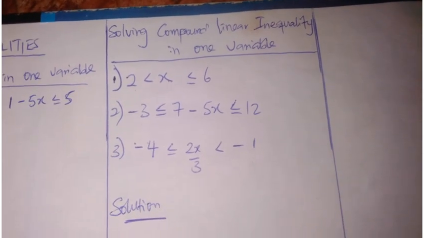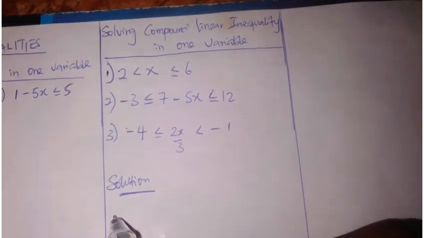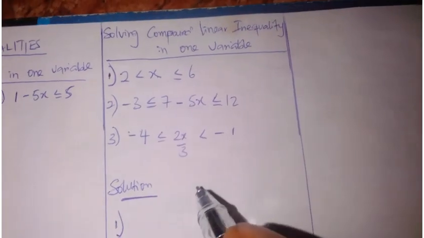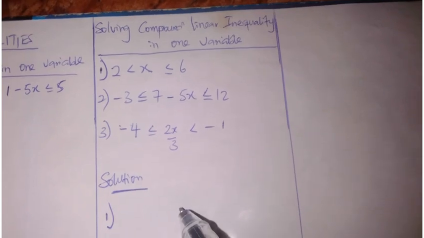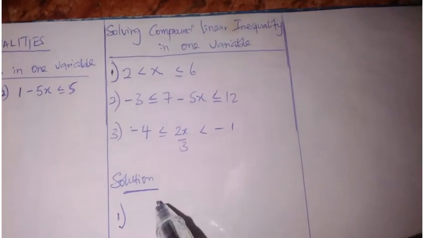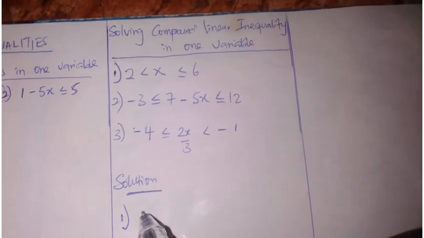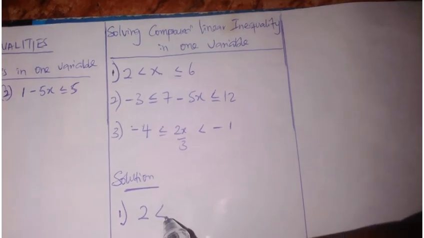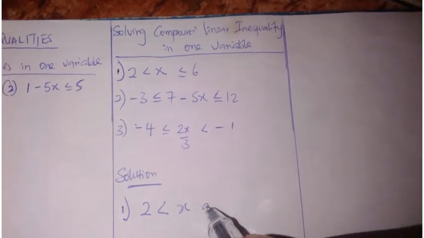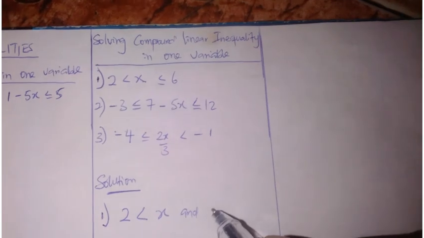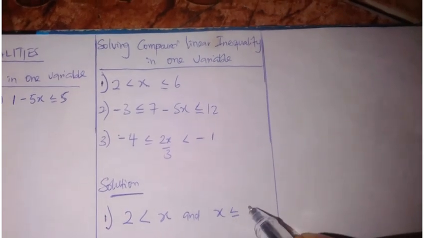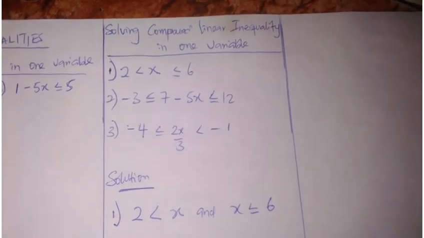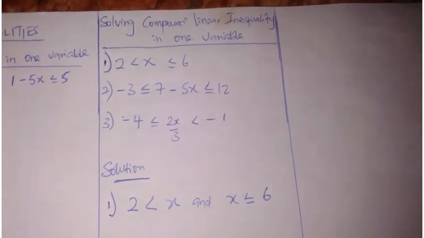Now, how do we solve this question? For question number one, we have 2 less than x less than or equals to 6. How do we solve? Very simple. The way you solve is by separating it, by saying 2 is less than x and x is less than or equals to 6. Question number one is very straightforward.